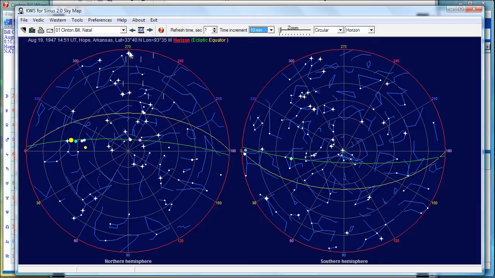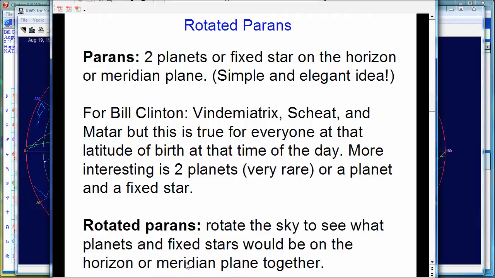Any of these stars, like Canopus and Mirzam, are on the meridian plane. So any stars that are on the meridian plane or the horizon plane are in paran to each other. So Shiat, Vindemiatrix, Canopus, they're all on the meridian plane or the horizon plane, so they're all in paran to each other. So that's what it means.